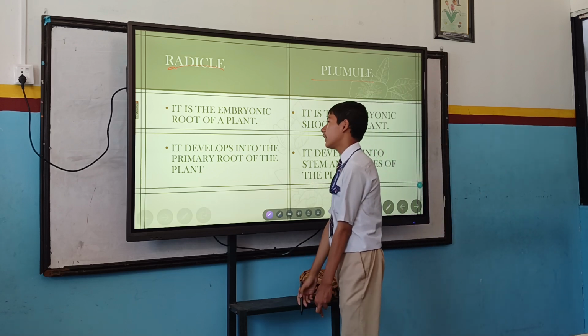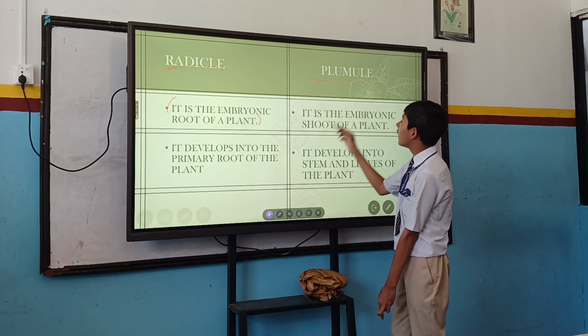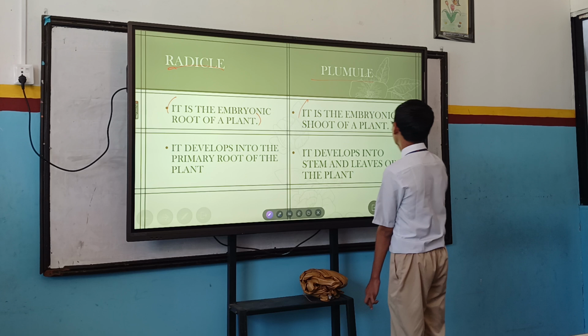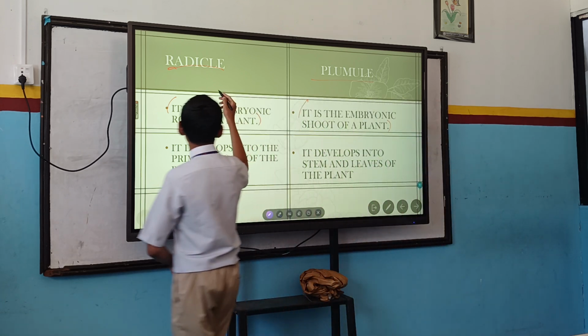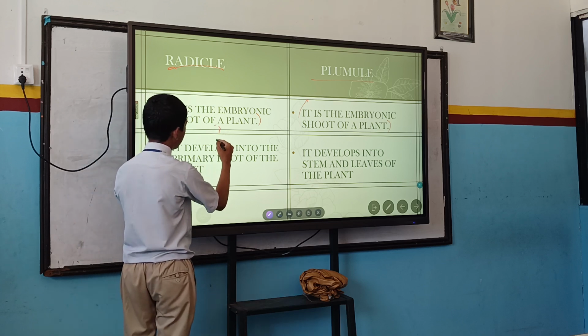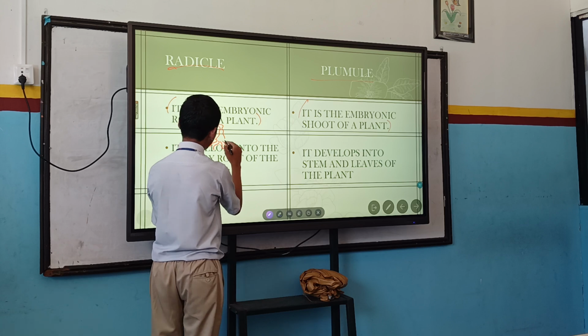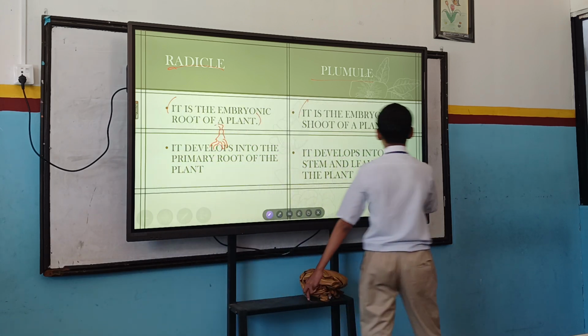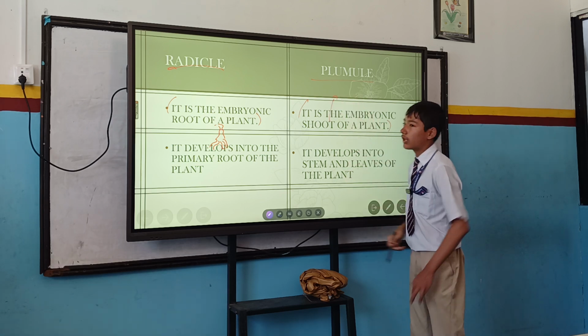Radicle is the embryonic root of the plant, and plumule is the embryonic shoot of the plant. Radicle is the part of the embryo of the plant that is found under the plant, so it goes down as the root, but plumule is different. It is the shoot of the plant. Shoot means up and root means downward into the ground.